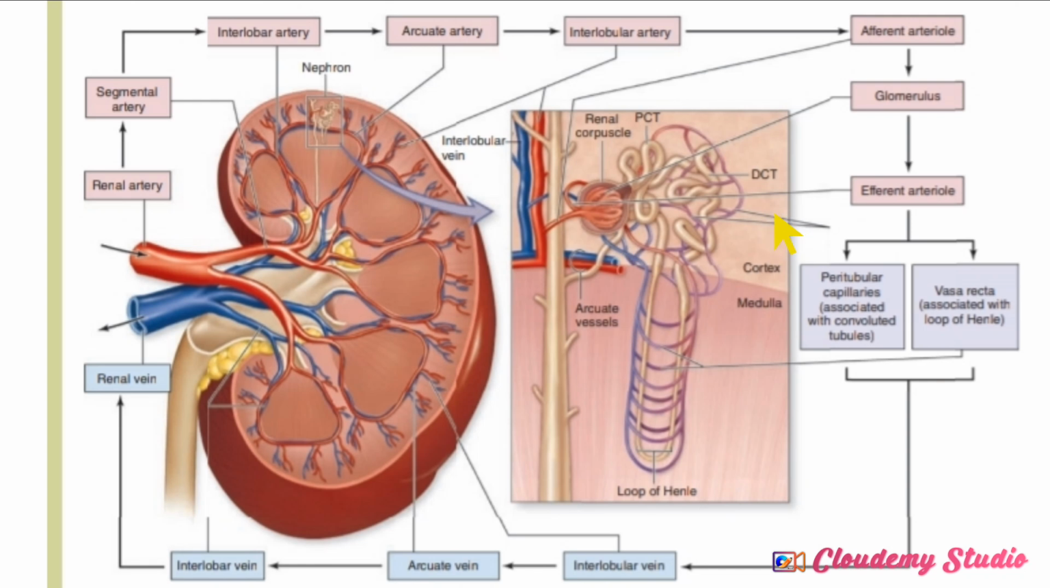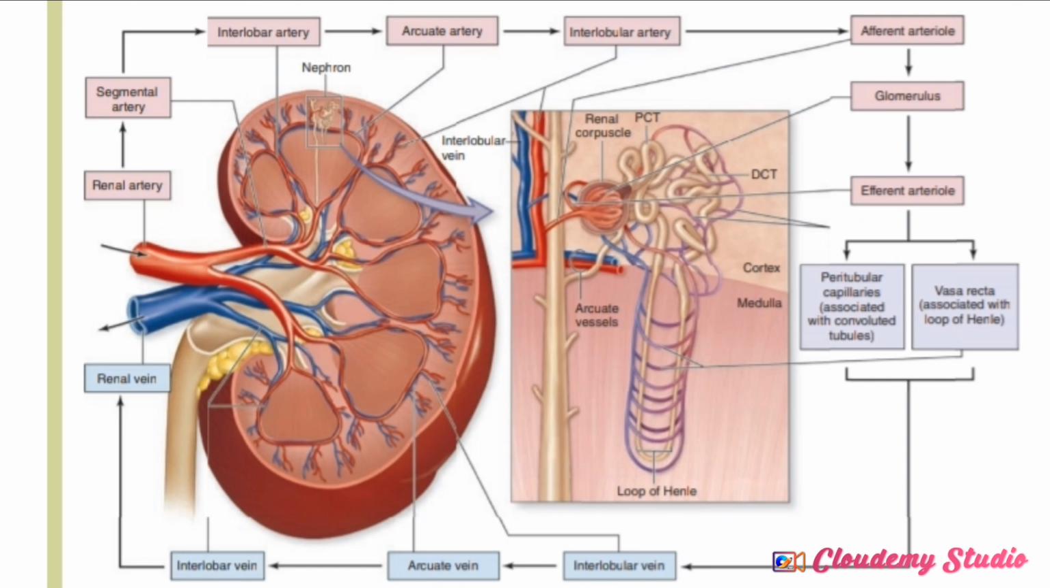The purpose of them is to deposit the filtered blood into the interlobular vein, also known as the cortical radiate vein. Then from there to the arcuate vein, from the arcuate vein to the interlobar vein, then to the renal vein, outside of the kidney. So that is just the process that I explained in the last lecture.